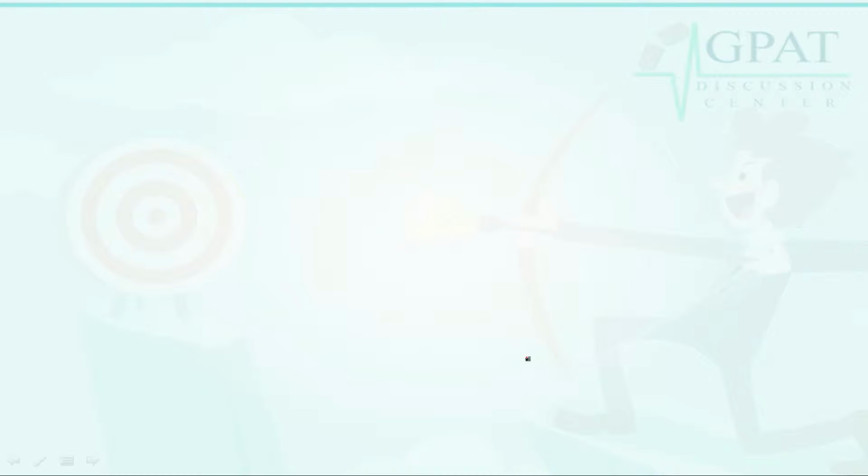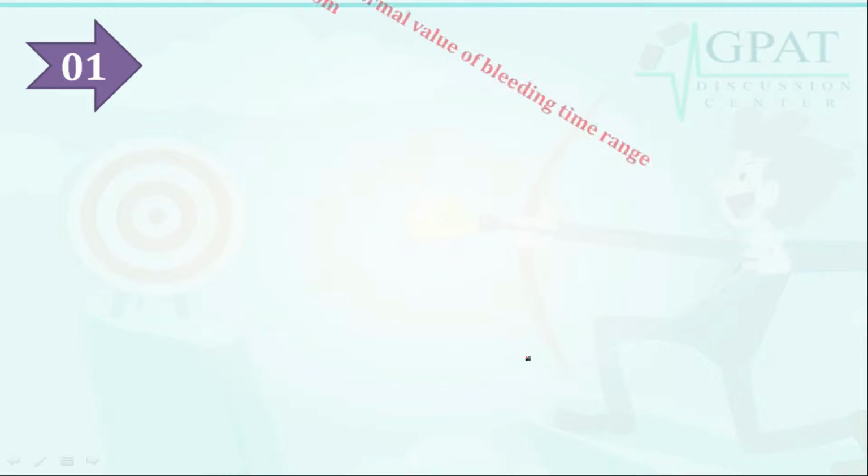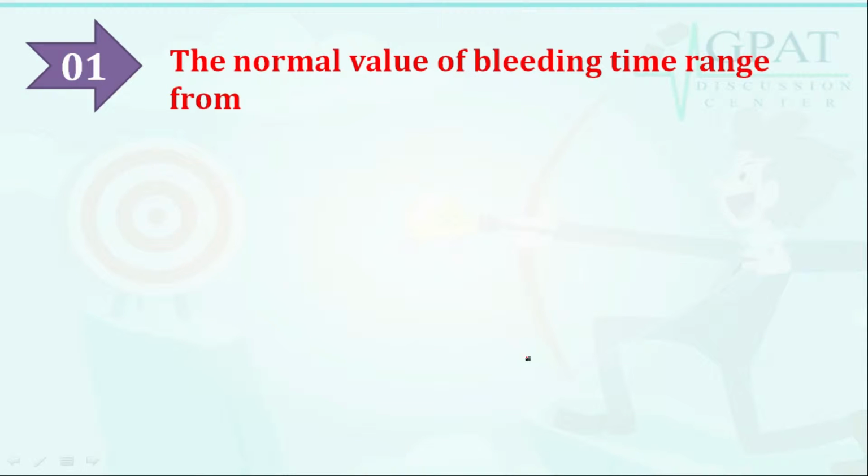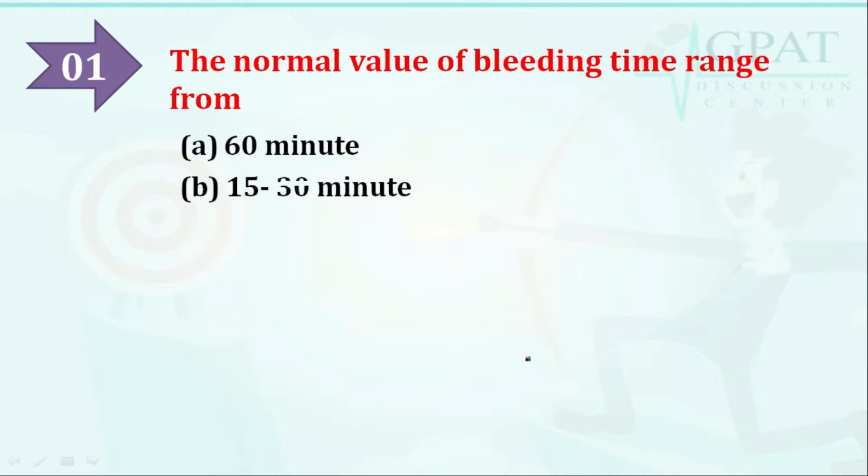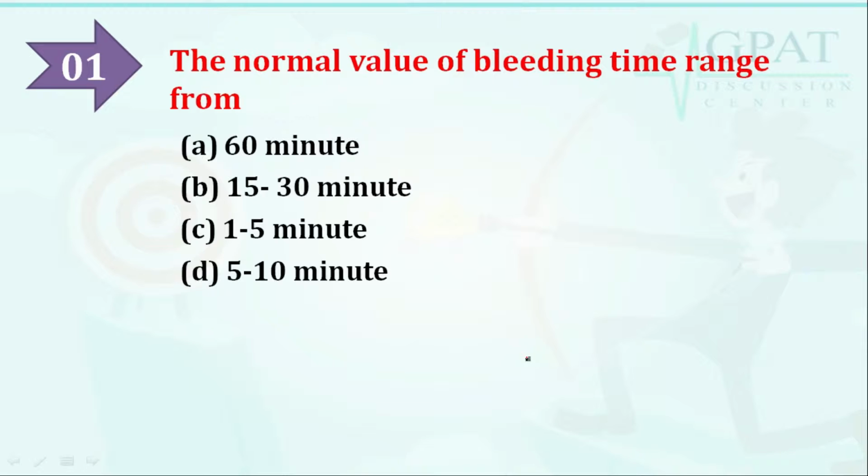Here we have the first question: the normal value of bleeding time ranges from? The options are: option A, 60 minutes; option B, 15 to 30 minutes; option C, 1 to 5 minutes; option D, 5 to 10 minutes. The correct answer is 1 to 5 minutes. The normal value of bleeding time ranges from 1 to 5 minutes.